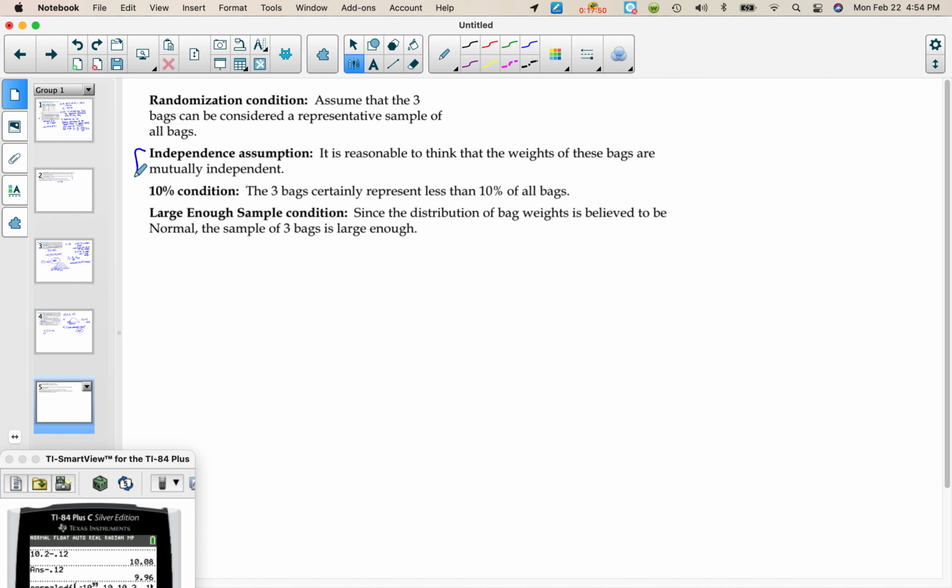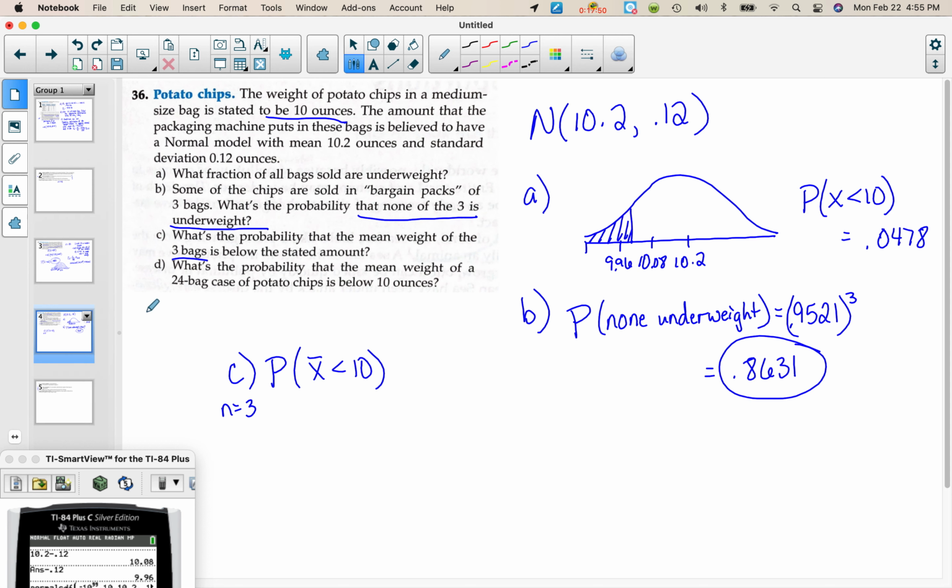Again, independence and the 10% condition kind of go together. We're sampling without replacement, so we have to make sure that our 3 bags are less than 10% of all bags, which of course they would be. There's a lot more bags than 30 bags of chips that are manufactured. And then our large enough sample condition: because the population distribution is normal, then 3 bags is large enough. We don't have to be greater than 40. So you're going to have to remember that. If the parent population is normal, they tell you it's stated normal, then n can be any size, and that part doesn't matter. So if our conditions are met, we can go on, and so I'm just going to say conditions met.